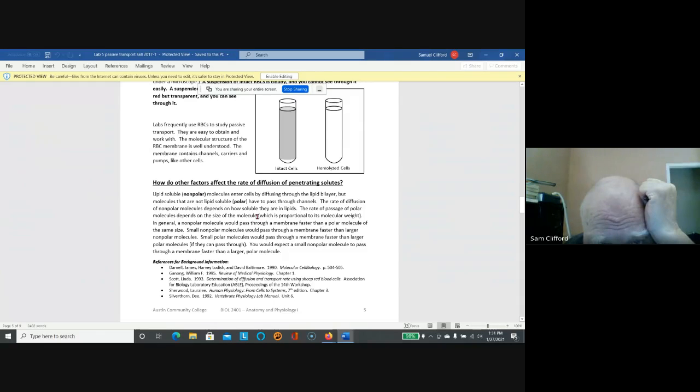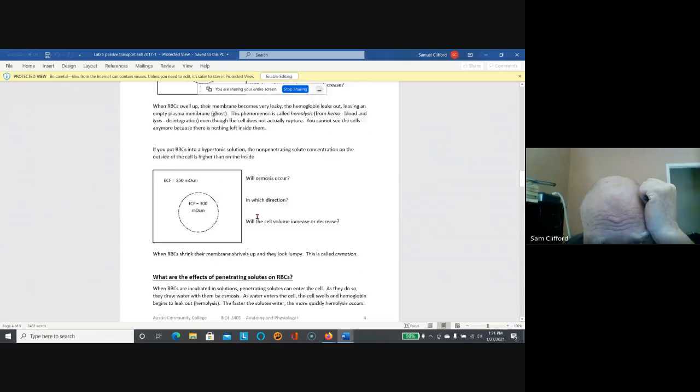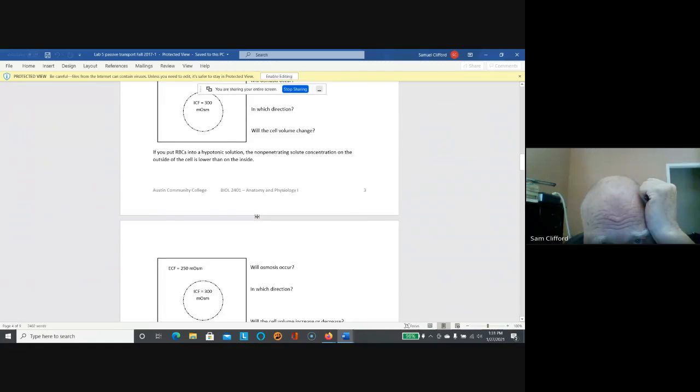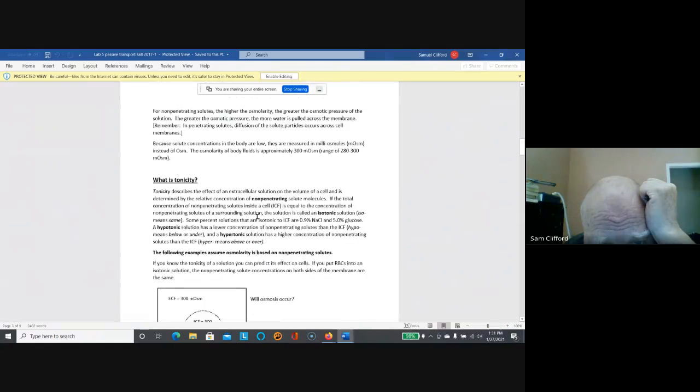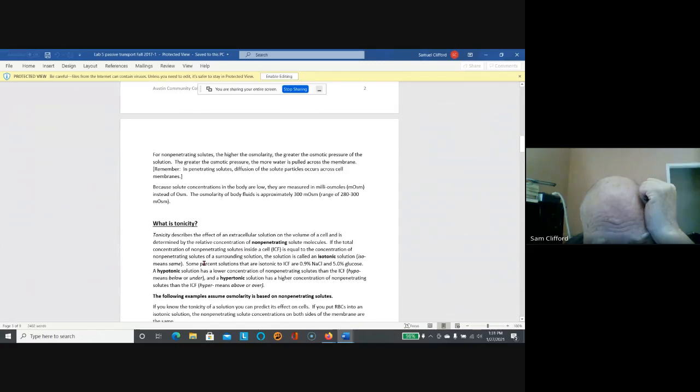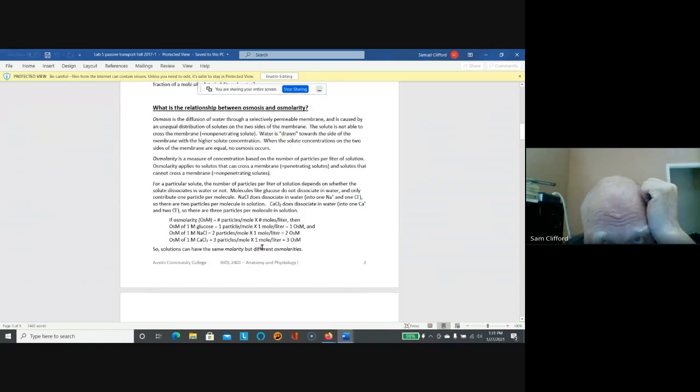So make sure you read through all of this and know what hypotonic means and hypertonic and non-penetrating and so on. Any questions?